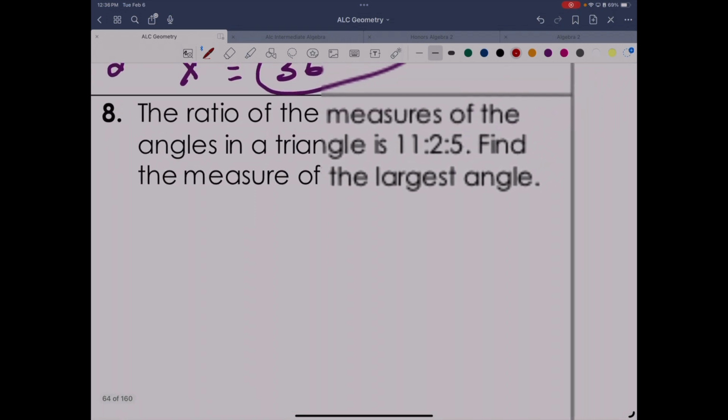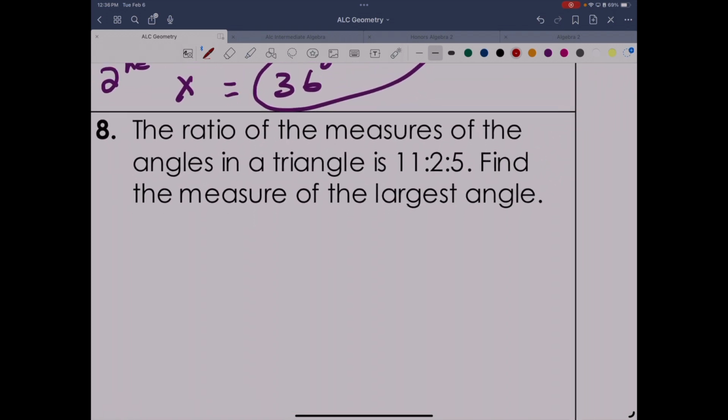All right, now try number 8 on your own. It says the ratio of the measures of the angles in a triangle is 11 to 2 to 5. Find the measure of the largest angle. You do it the same way. You just don't have to plug it into all of them. You only need to plug it into the one that's going to be the biggest one. So do it a lot like we did 7, but now you have 11, 2, and 5. If you need a calculator, there are calculators up there to help you with the math part.